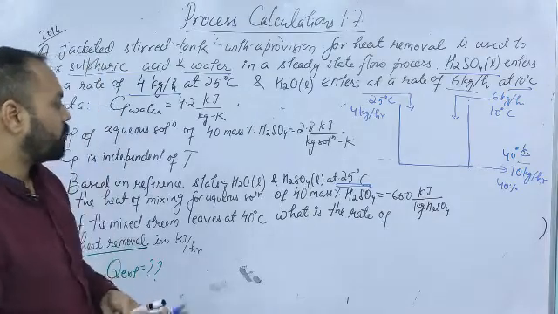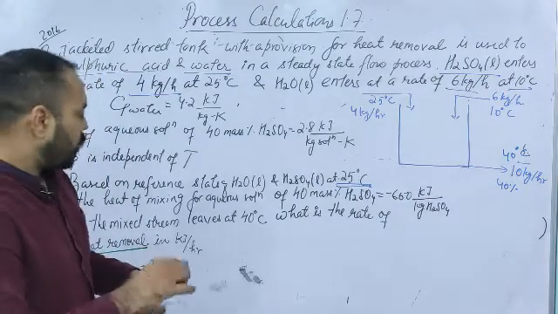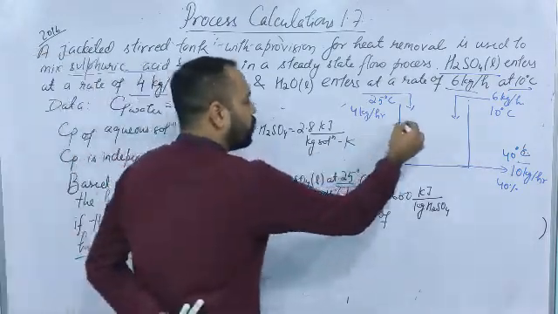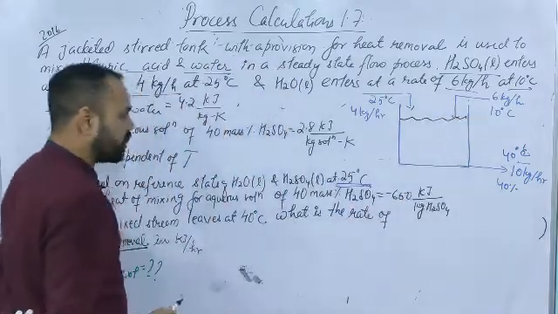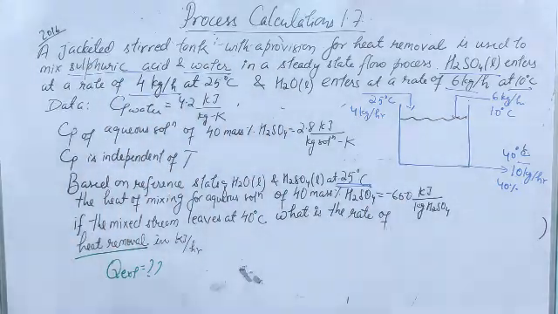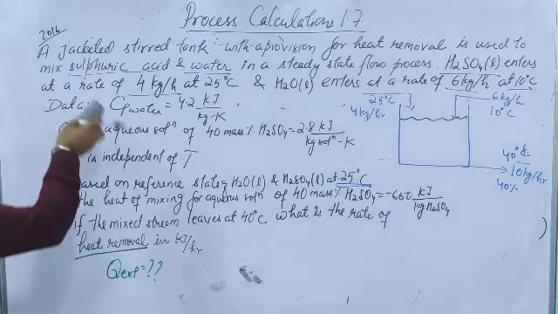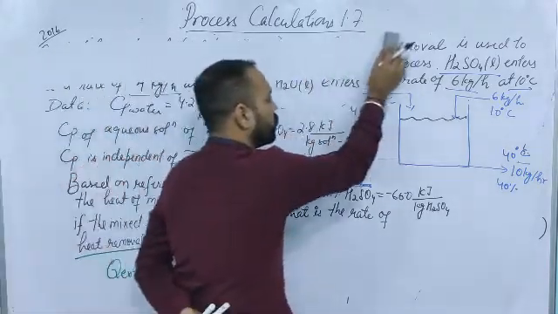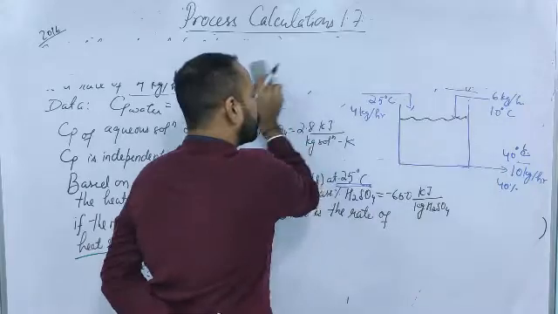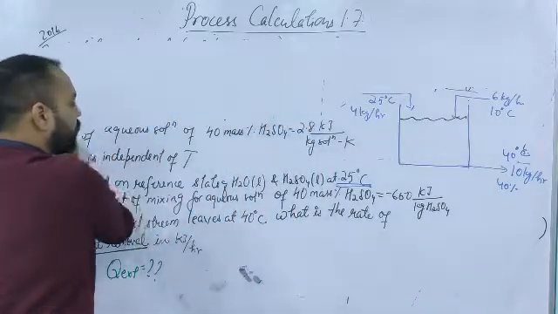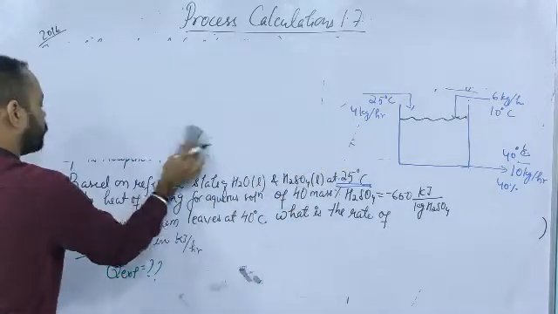Now let's talk about the energy balance. Enthalpy of mixing is provided. Let us use the same equation. So what is enthalpy out and enthalpy in? So I have used this data, so let us make some space for solving the problem.